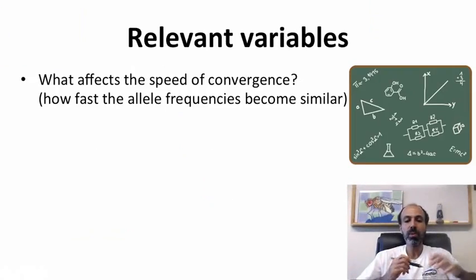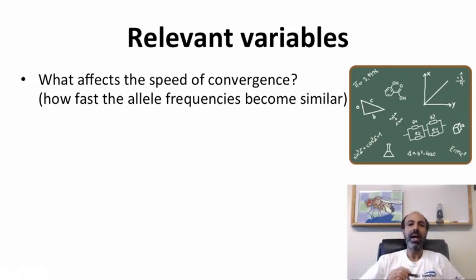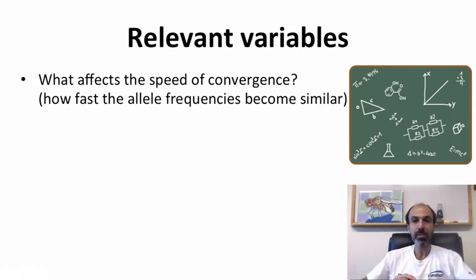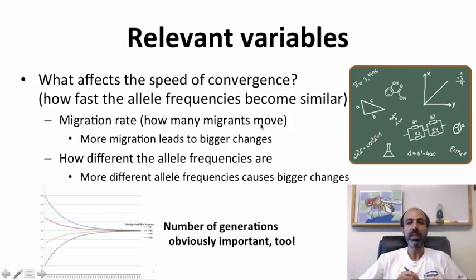Now, what are the relevant variables? Essentially, what affects how fast we see this convergence, either in the continent-island model of the island arriving at the continental value, or in the island model of all of them coming to the same allele frequencies? How fast do they become similar? Well, there are two parameters. The first one is migration rate, how many migrants move. In the previous examples I showed you, it is about 1%. If you have more migrants, they would converge even faster. If you have fewer migrants, it would converge even slower.